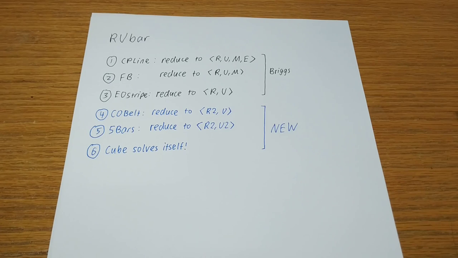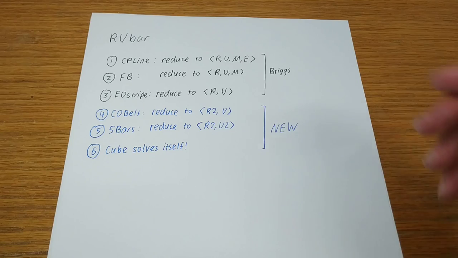All of the steps in RUbar follow the same constraints as RUP and PPW, where whenever you intentionally create a block, it gets instantly fused and bandaged together, and you're never allowed to separate them ever again. And so that means that you can never break any progress that you've made in the past, not even temporarily. And methods that kind of respect this principle are called non-breaking methods, and they're very rare.